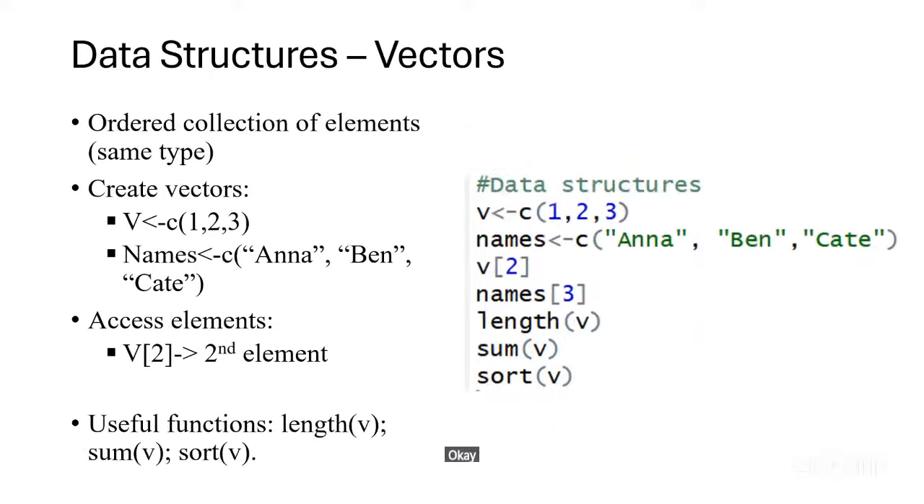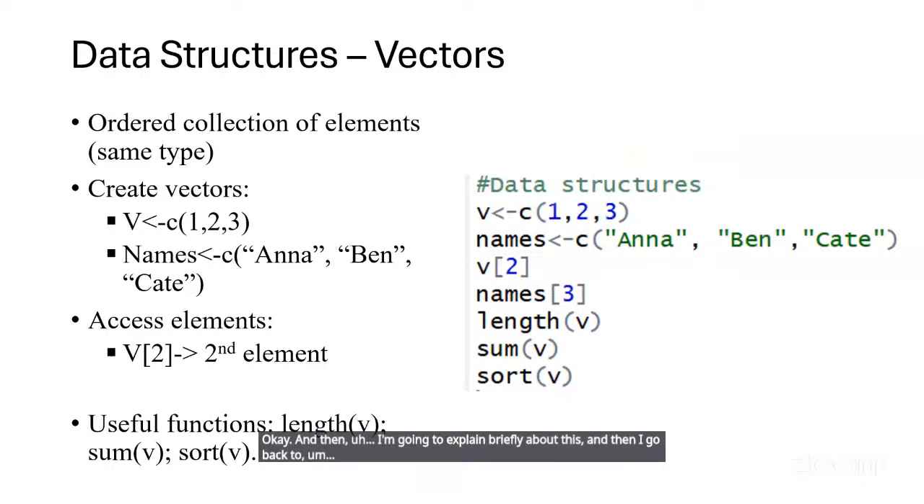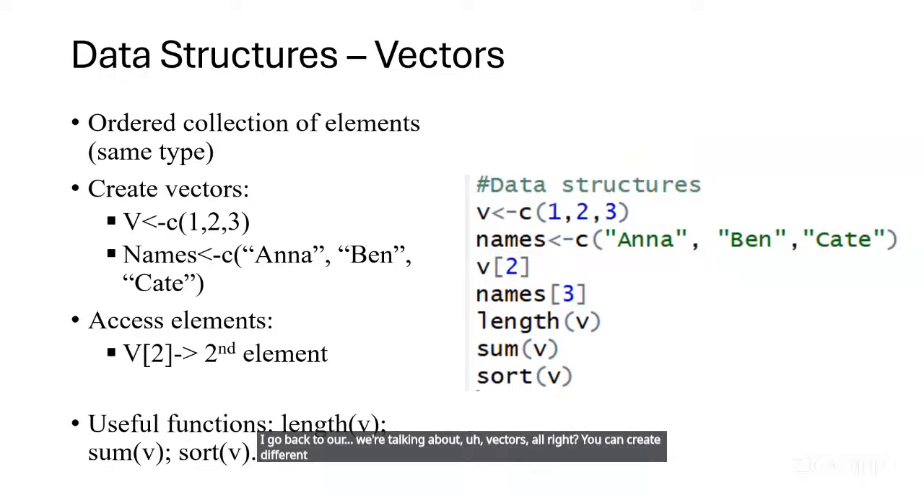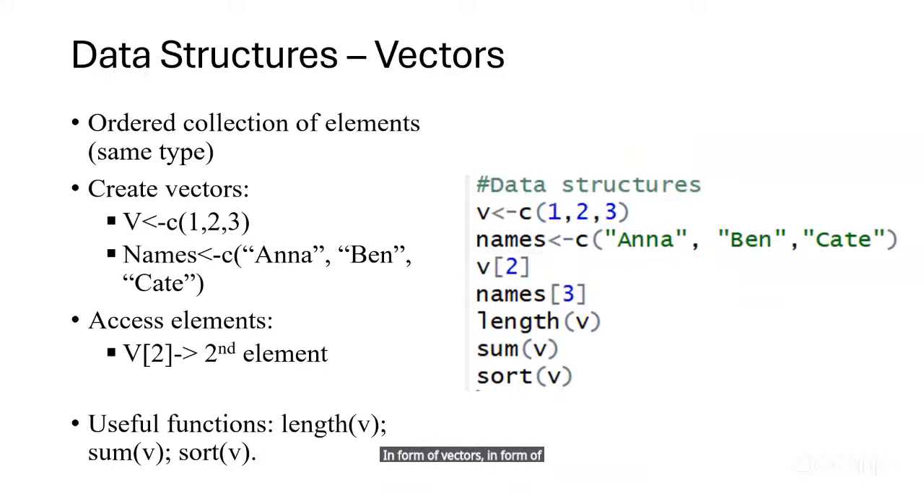Okay, and then I'm going to explain briefly about this, and then I go back to R. We're talking about vectors, all right? You can create different data structures in form of vectors, in form of tables, data frames, as we shall see. So, like I said, V, assignment operator, my variable V has 1, 2, 3. That is the vector that I created. I also created another one which I called names, names assignment operator C, and within my names I have Anna, Ben, and then Kate.